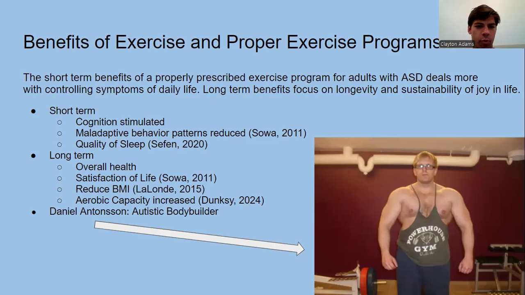For reference, I show a picture here of Daniel Antonson, who is a bodybuilder, but notably, he is autistic. He is now, I think, about 50 years old, has a few kids even, and is married, but exercise has been an outlet for him in his life to help cope with his symptoms, and he's made great success of it.